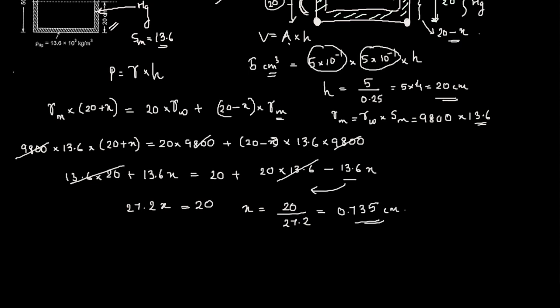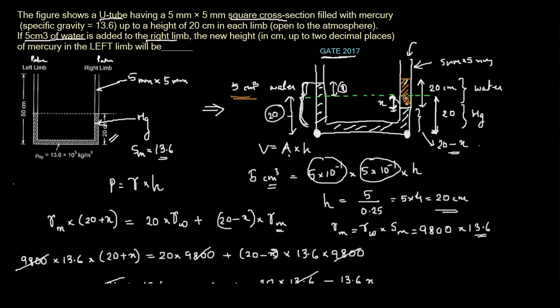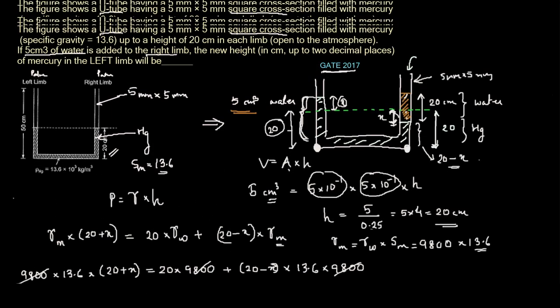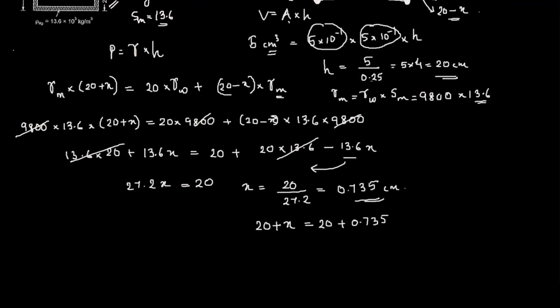So x is 0.735 centimeters. What is the thing that we want to find? They asked for the new height of the mercury in the left limb. So we want 20 plus x. The answer that we should report is 20 plus x, which is equal to 20 plus 0.735. How many decimal points? Two decimal points are required, so we round 35 to 34 and write 20.74. This much centimeters is our answer.